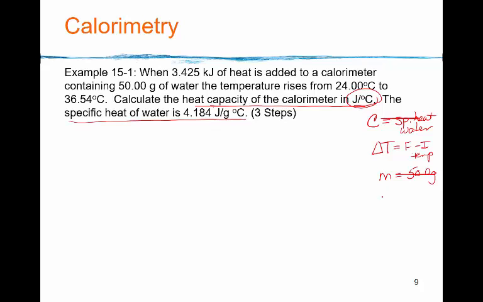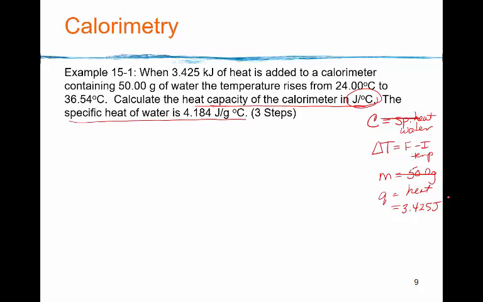We also know that we have some heat, and we call that Q. Q is heat, and in this case it's 3.425 kilojoules. These Q's can get a little confusing sometimes, so just bear with me on it.